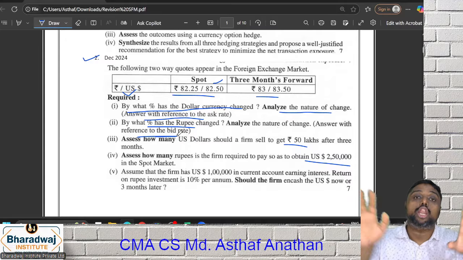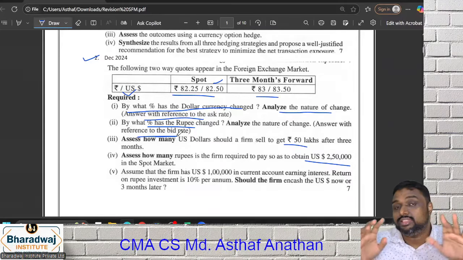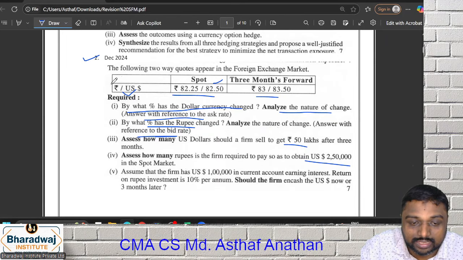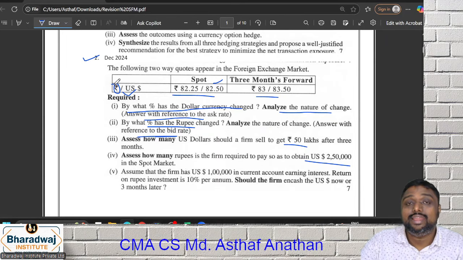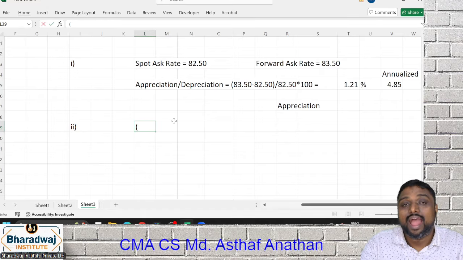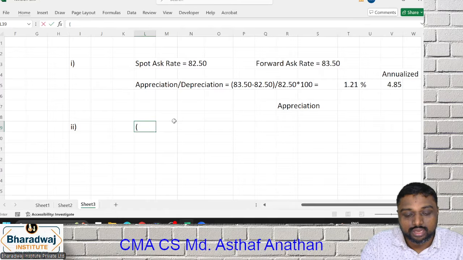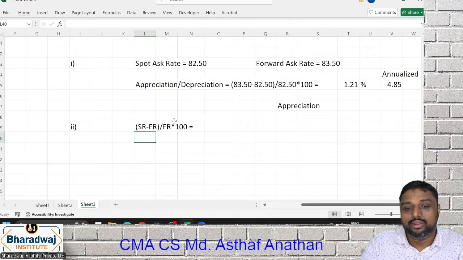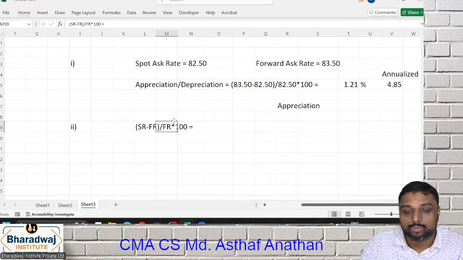See, we will do the shortcut which we learned in our class so that we can save a lot of time. If the rupee is asked, the rupee is the numerator, that is an indirect quote. So if it is an indirect quote, there is a formula for appreciation. I am repeating once again, my dear friends: spot rate minus forward rate divided by forward rate into 100. This is the indirect quote formula we can use.